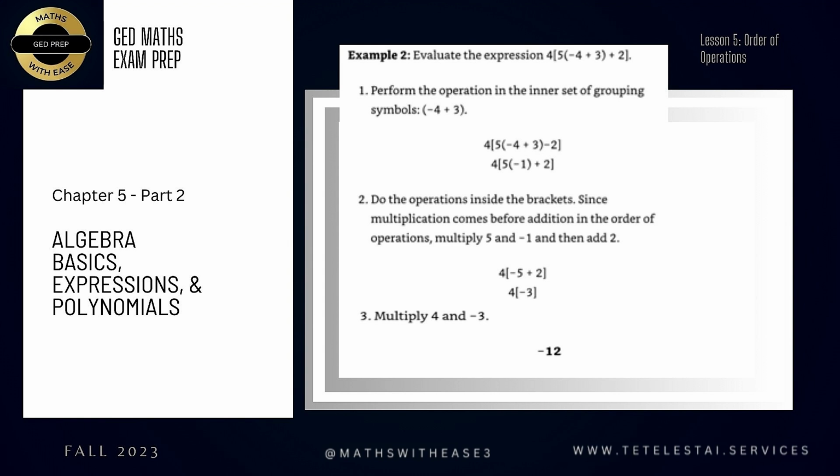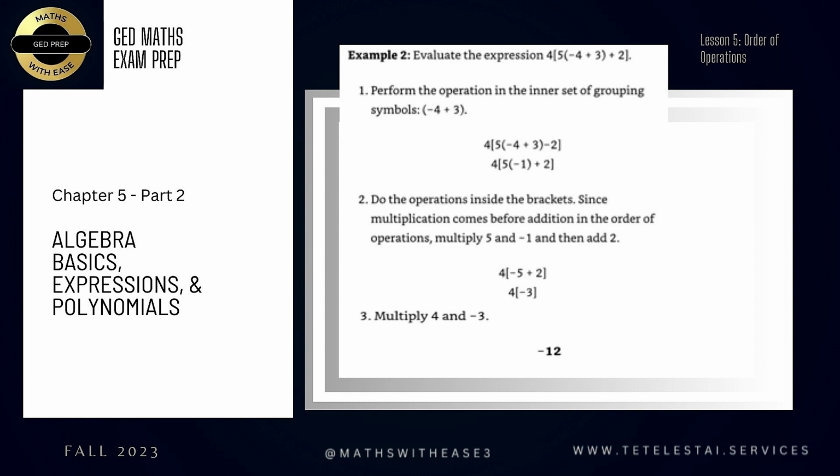So you want to start by performing the operations in the inner set of grouping symbols. -4 plus 3 equals -1. Then you want to proceed with the operations inside the brackets, since multiplication comes before addition in the order of operations. So you want to multiply 5 by -1, which gives -5. And then adding -5 to 2 gives -3. -3 times 4 is -12.